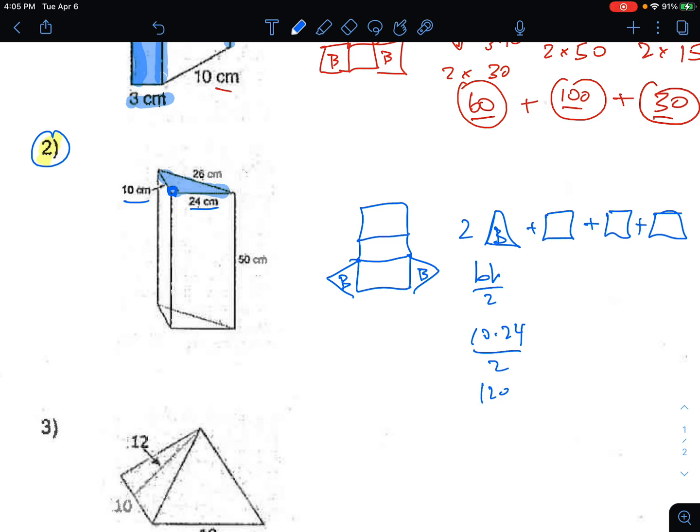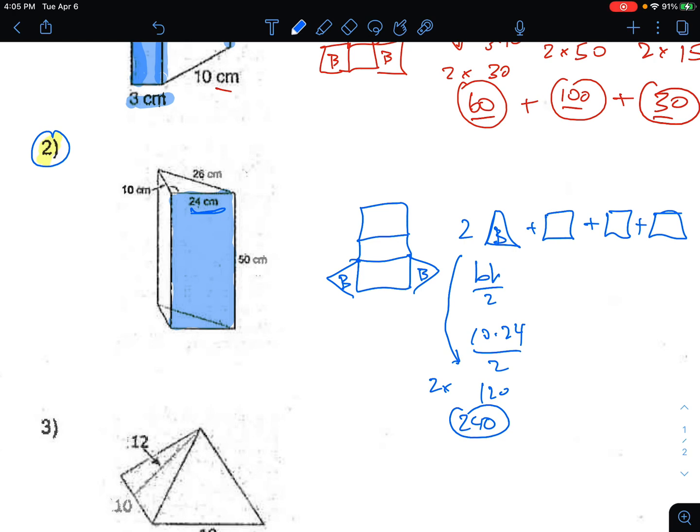Now, if you multiply that by 2, you get 240. Look at that. All right, let's work on one of our bases. Let's go ahead and go with this front side right here. This guy right here. All right, so this base, let's take a look.